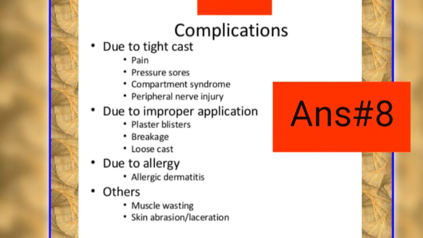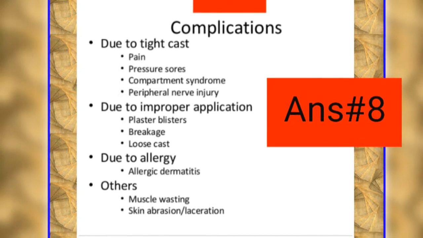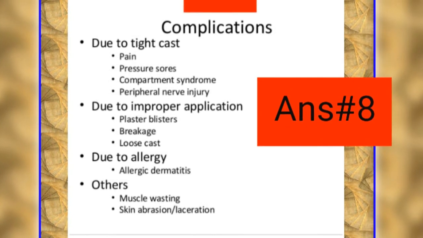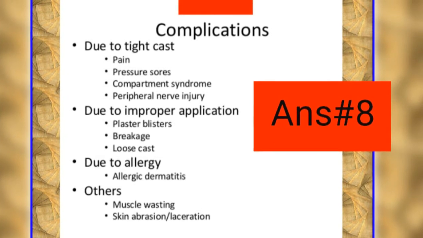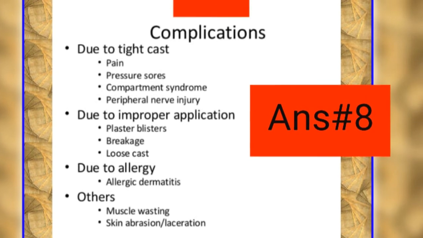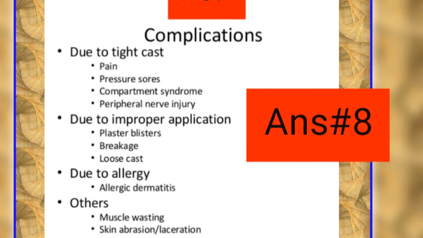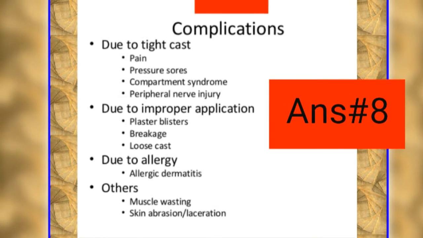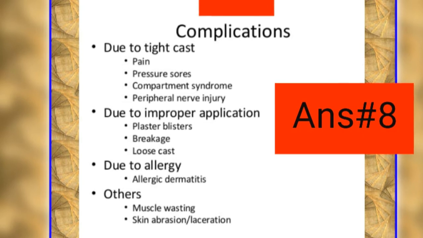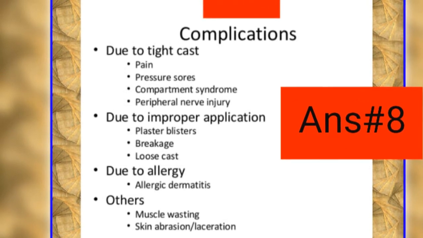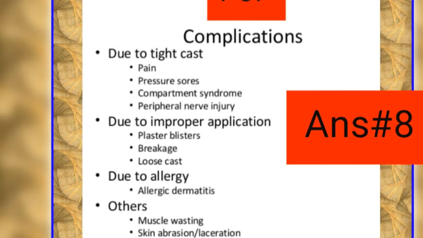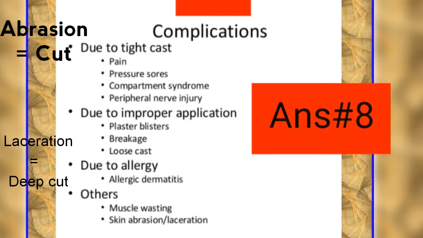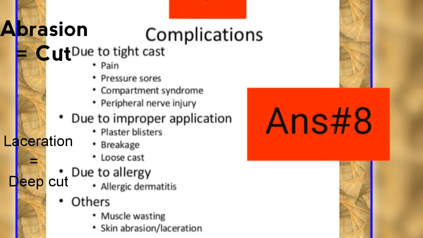Let's start in detail. Due to tight cast, there are 4 complications. Number 1 pain, number 2 pressure sore, number 3 compartment syndrome, number 4 peripheral nerve injury. Due to improper application, number 1 plaster blister, number 2 breakage, number 3 loose cast. Due to allergy, allergic dermatitis. And other is muscle wasting, skin abrasion, laceration. Skin abrasion means an area damaged by scraping, and laceration means a deep cut or tear in the skin.